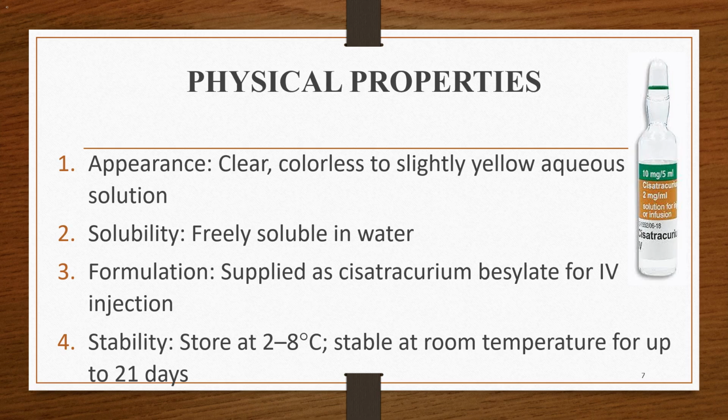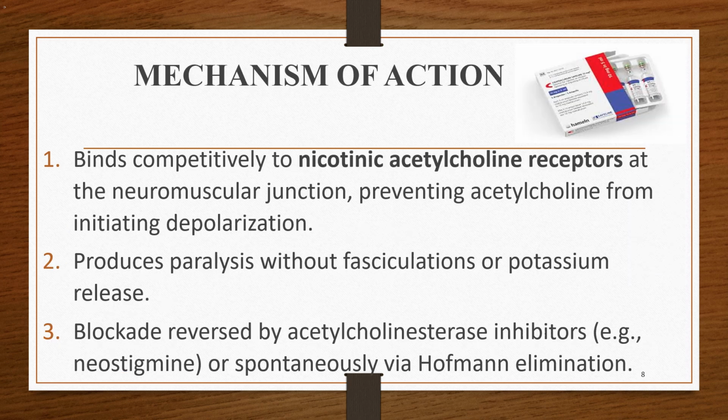This means Cisatracurium can be kept out of the fridge for up to 21 days without losing effectiveness. Mechanism of action of Cisatracurium. 1. Binds competitively to nicotinic acetylcholine receptors. Cisatracurium competes with acetylcholine for these receptor sites at the neuromuscular junction, preventing acetylcholine from initiating depolarization. This stops the muscle from contracting.